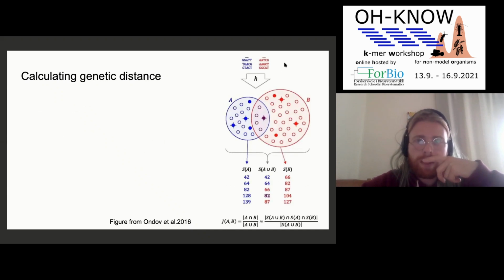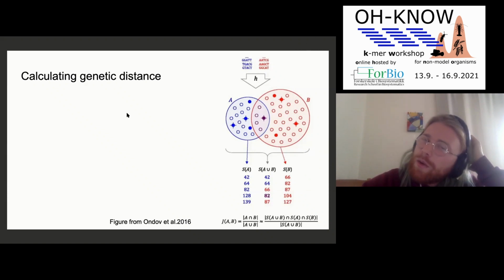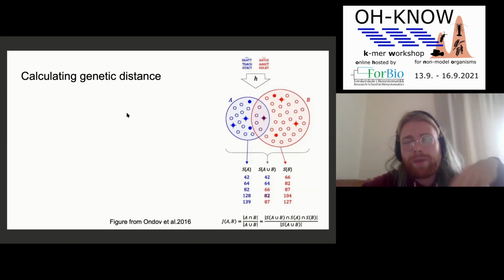So this is I think the least prepared part of the presentation, because calculating genetic distance using Kmers is conceptually quite simple, but practically quite complicated. When you compute the Jaccard similarity, which is the intersection of two sets divided by their union, it gives you a value between 0 and 1 that gives you an idea about how similar the samples are.